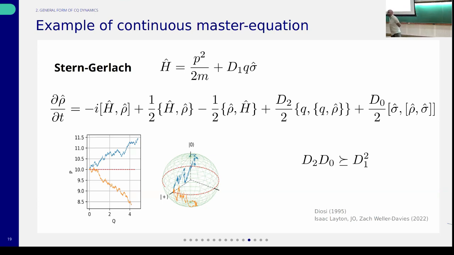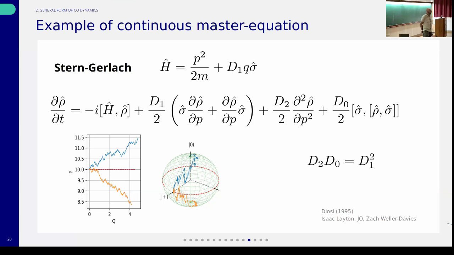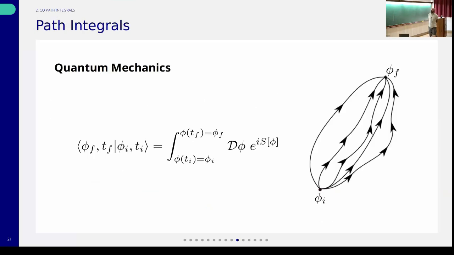Any more questions? Okay, so now I'm just going to quickly, if you're more comfortable with path integrals as opposed to master equations, I will give you a sense of it.